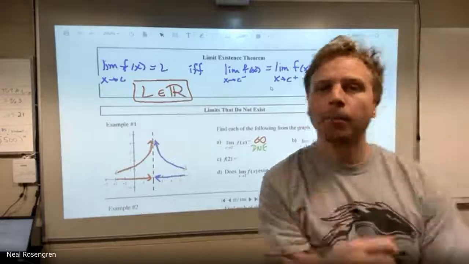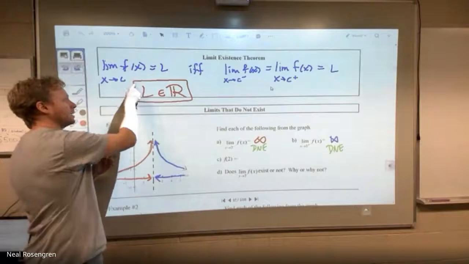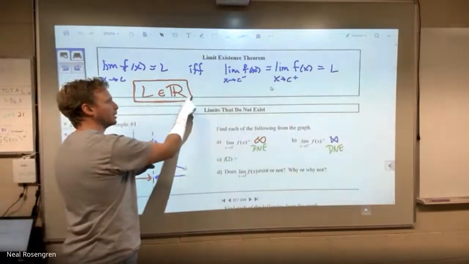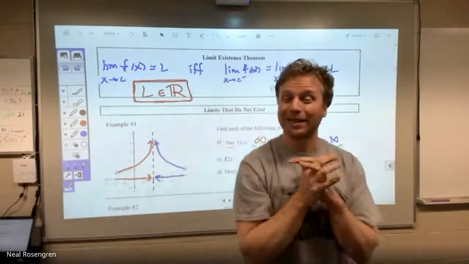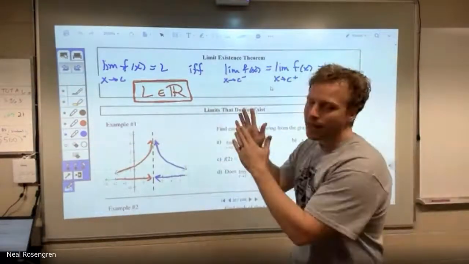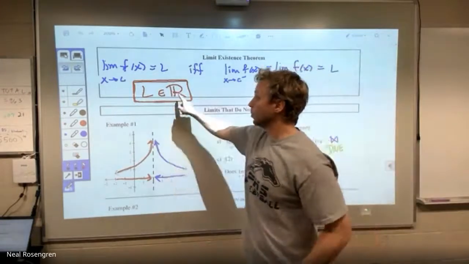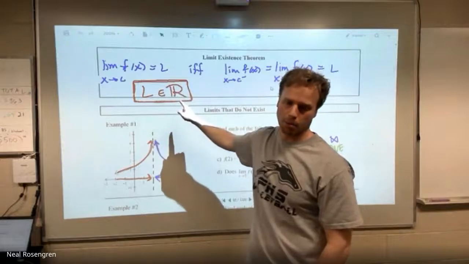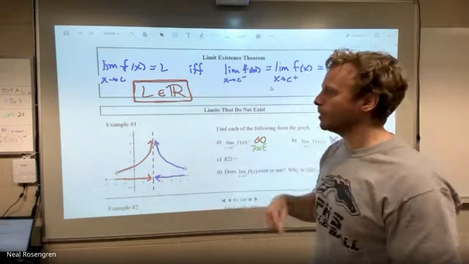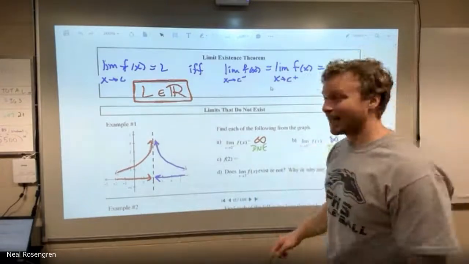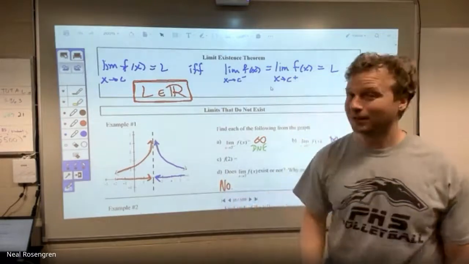But remember the limit existence theorem from right above that, and the big thing that we need to be true if we want the limit to actually exist. Sure, they're both headed in the same direction, but the real question is, are they headed towards a real number? No. And so that's the difference. Although they might be headed in the same direction, if they're not headed towards a number, then the limit does not exist.